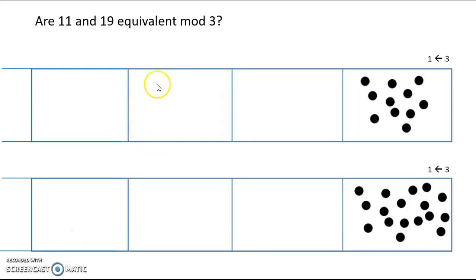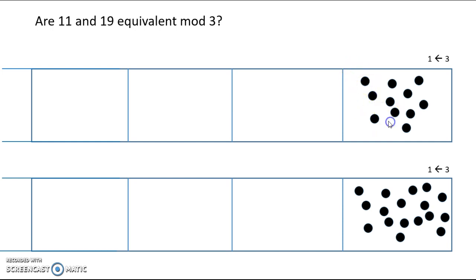Okay, so we're trying to decide if the numbers 11 and 19 are equivalent mod 3. So if we're talking mod 3, we can put them into a 3-to-1 machine. If you count here, I have 11 dots. Here I have 19 dots. I'm going to go through the explosions and then let's take a look at the results and how we interpret them.